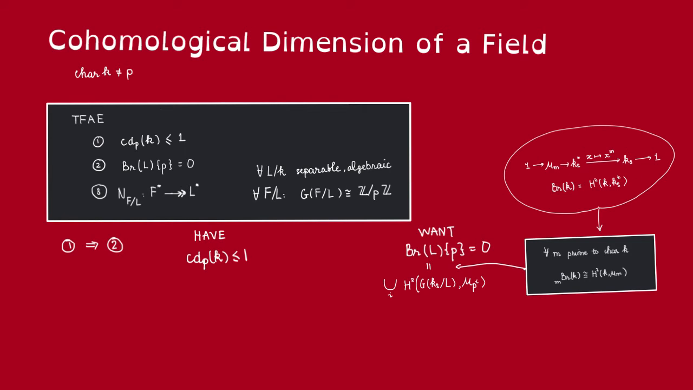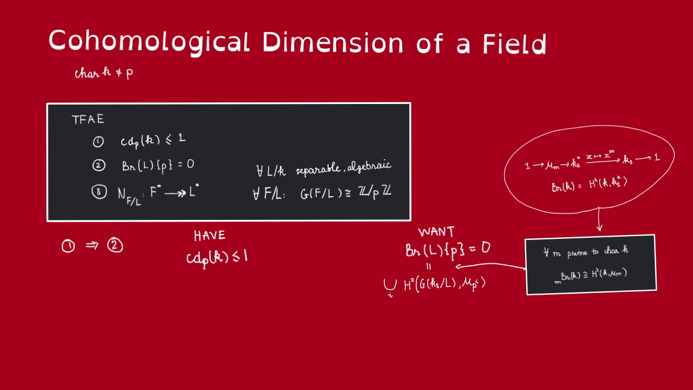For now, let's just consider the case when the characteristic of K is not equal to p. We will prove that the following are equivalent. Let's start with 1 implying 2. So we let L be a separable algebraic extension of K, and we suppose that the pth cohomological dimension of K is less than or equal to 1. We want to deduce that the p-primary part of the Brauer group of L must be 0.